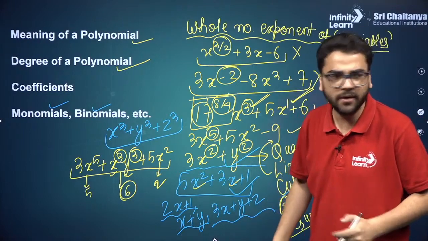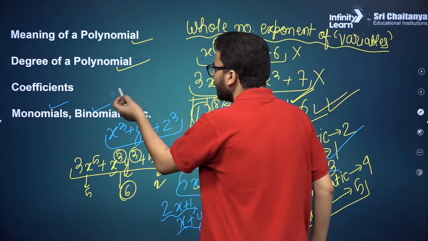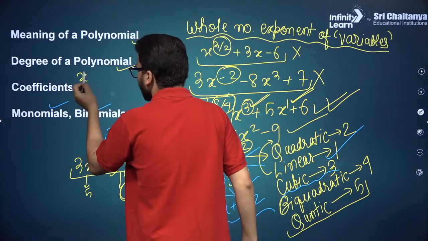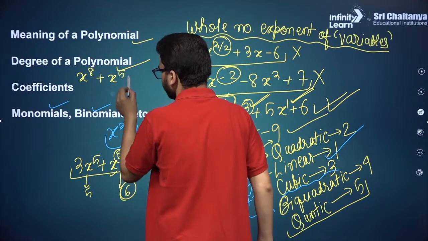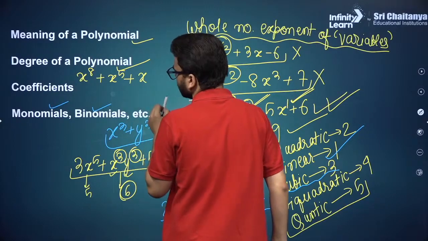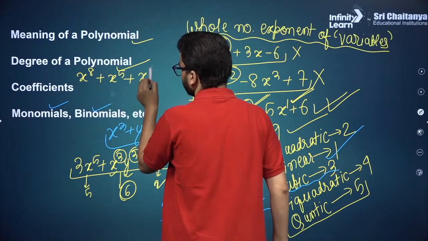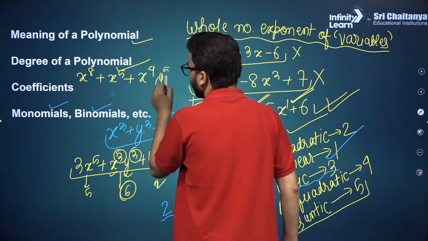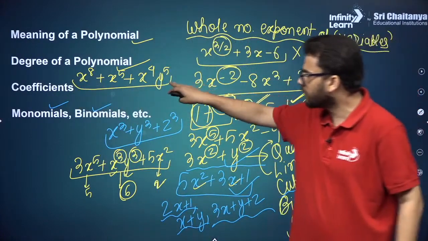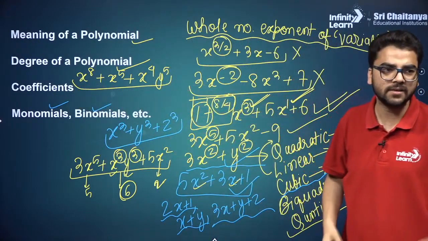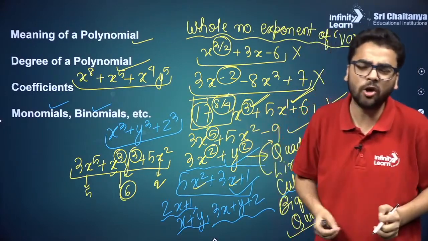Any example you can take with Sujay. Suppose I am taking this, okay? So what will you say? What is the degree of this polynomial? X raised to the power 8, x raised to the power 5, x raised to the power 4, y raised to the power 5. What is the degree of this? Tell me. It is a simple logic.